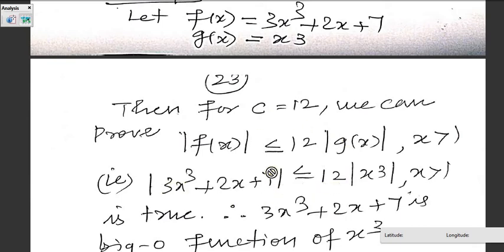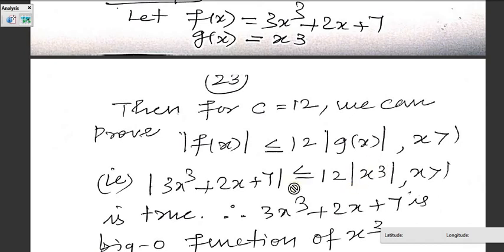Now look at this. The value of this is always less than or equal to 12 times x cube for all x greater than or equal to 1. It is true, am I correct? You take any value which is greater than 1, then calculate this, find its absolute value, and this absolute value is always less than or equal to 12 times the absolute value of x cube.